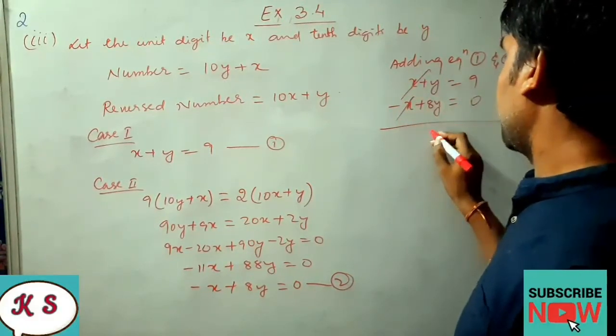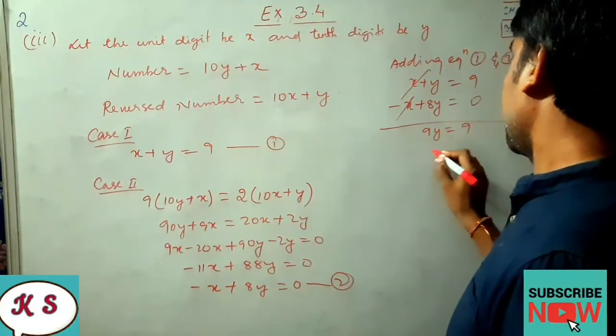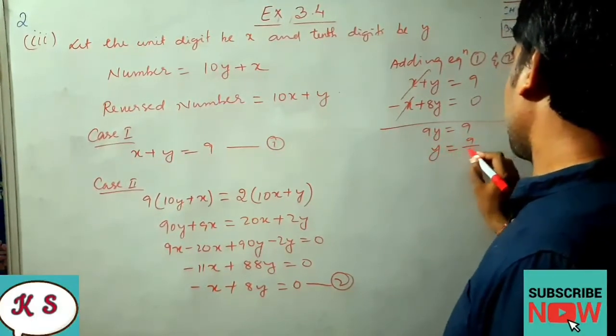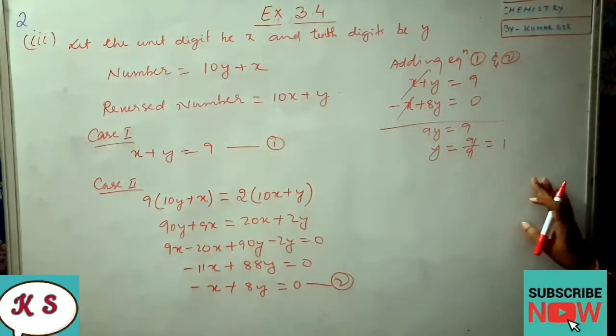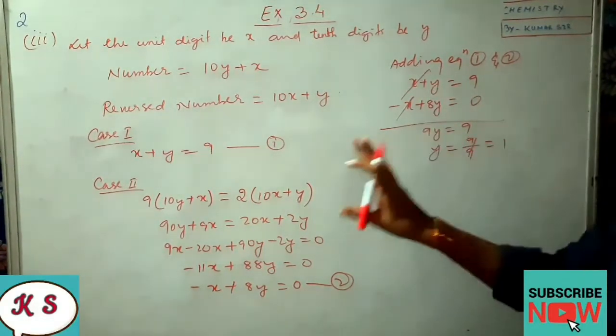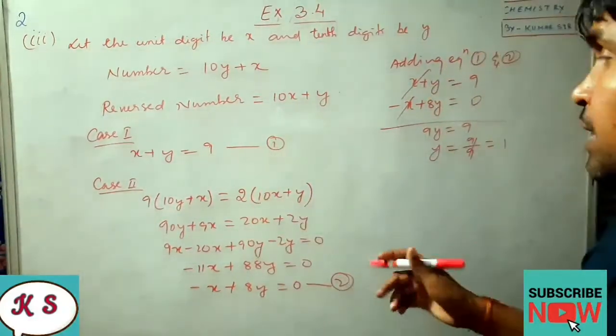This becomes how much? 8 plus 1, 9y equal to 9. So y equal to 9 divided by 9, which is equal to 1. So we got the value of y as 1. So this value we'll put in equation number 1. Y equal to 1 in equation number 1, and we'll get x.